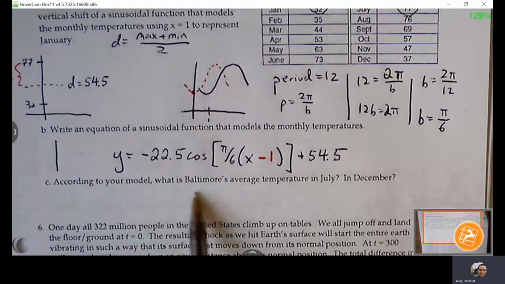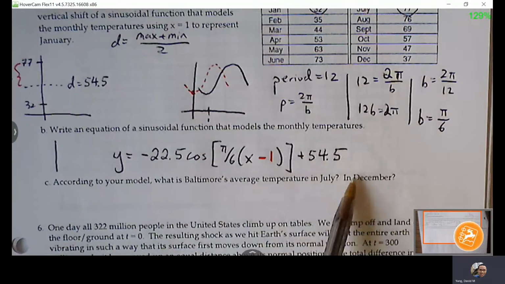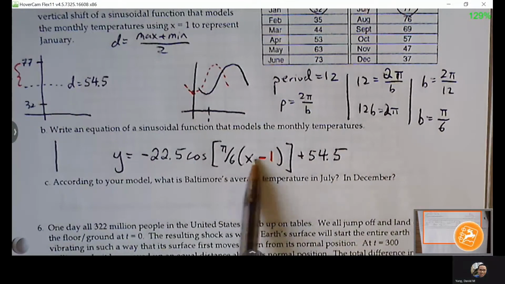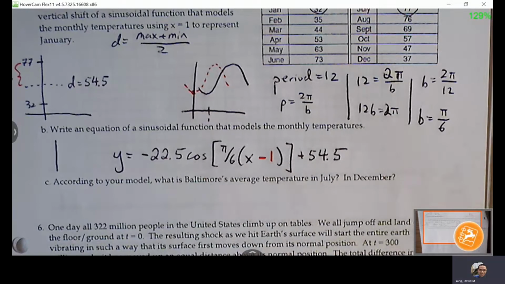Okay. And then part C, all you're doing is entering 7 for July and 12 for December for X and finding the average temperatures based off this model.